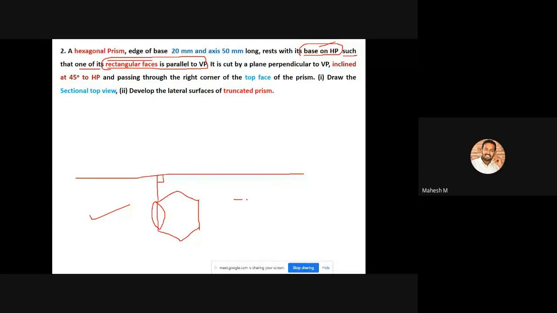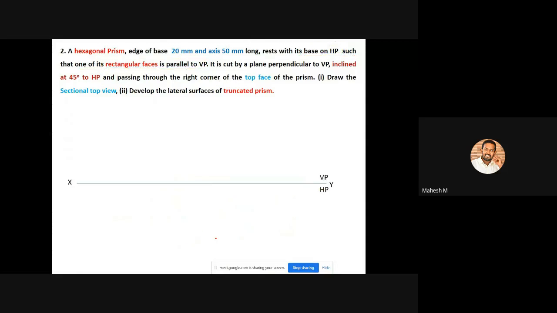This particular diagram will be the right answer. So now look at this. This reference line is parallel to this rectangular surface. So you have to create the corner hexagon. So you don't have to create the edge hexagon. This one is wrong. Only this one is right. Okay. So you can create your reference line. Then you have to create the corner hexagon because the rectangular face is parallel to VP. Okay.